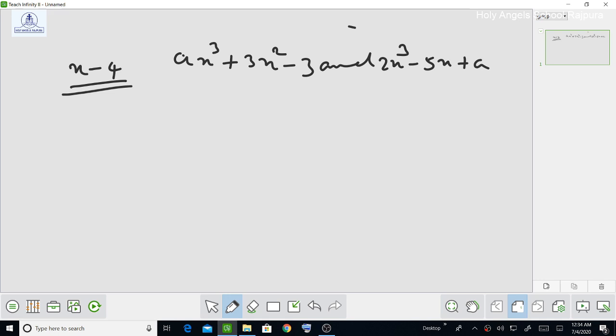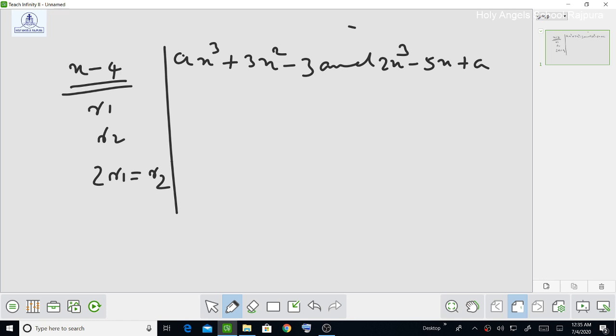It leaves a remainder. The first one leaves a remainder r1 and the second one leaves the remainder r2. First polynomial is divided by x minus 4, the remainder is r1, and the second polynomial, that is 2x cube minus 5x plus a, is divided by x minus 4, the remainder is r2. And the relation between r1 and r2 is given. 2r1 is equal to r2.